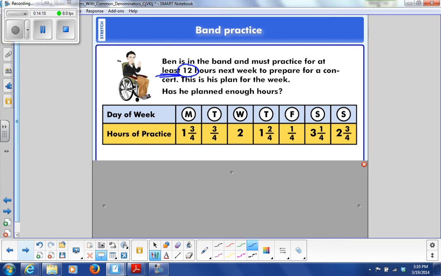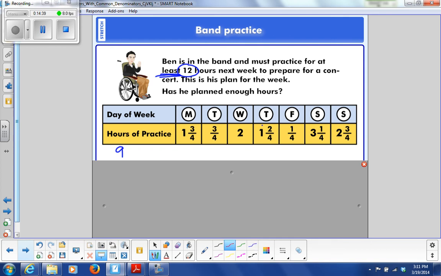At least 12. So let's just start by adding up the whole numbers. I have 1, 2, 1, 3, and 2. So I have 1, 2, 3, 1, 2, 3, 4, 5, 6, 7, 8, 9. So I have 9 hours in whole numbers. So I'm going to put that here. 9 hours in whole numbers.